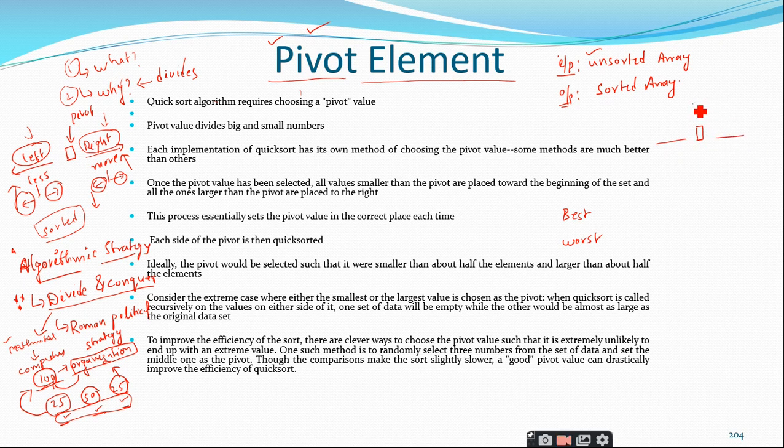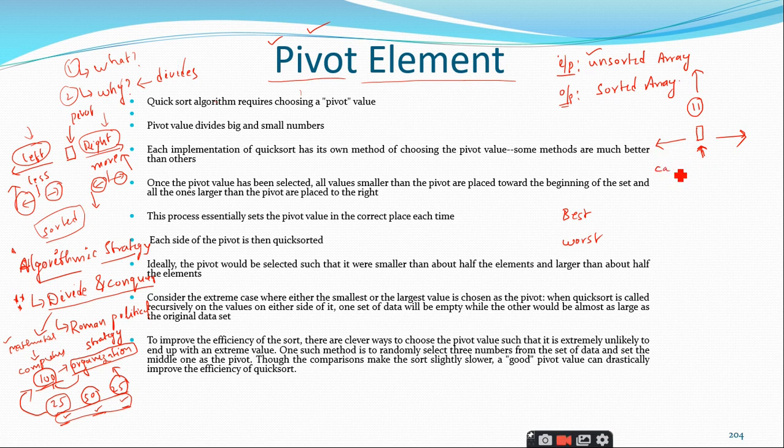For example, if I have 11 elements in the unsorted array, I select the pivot element, and after some implementation of the quicksort, my pivot has occupied this position, its correct position. So, the left part will have the lesser elements and the right part will have the greater elements. This we know very well.